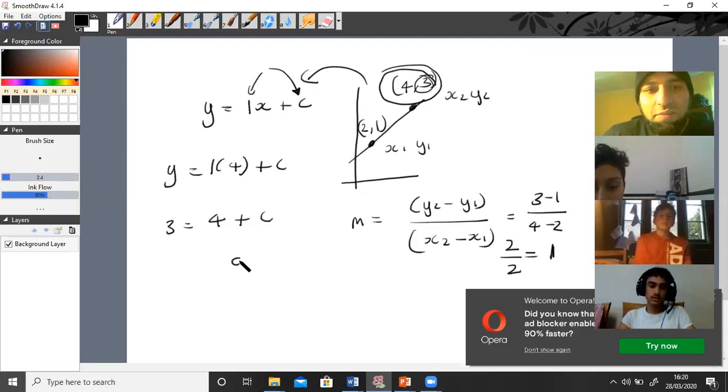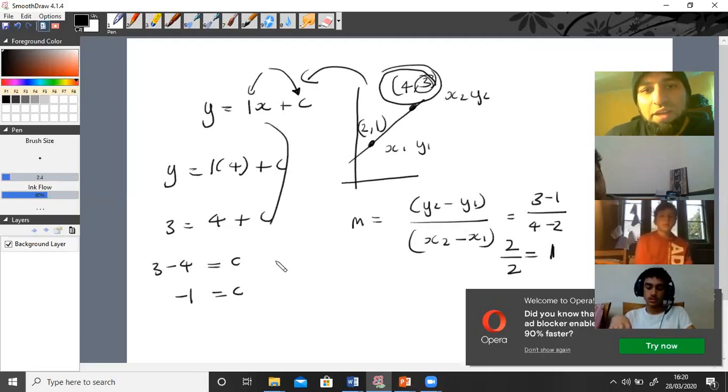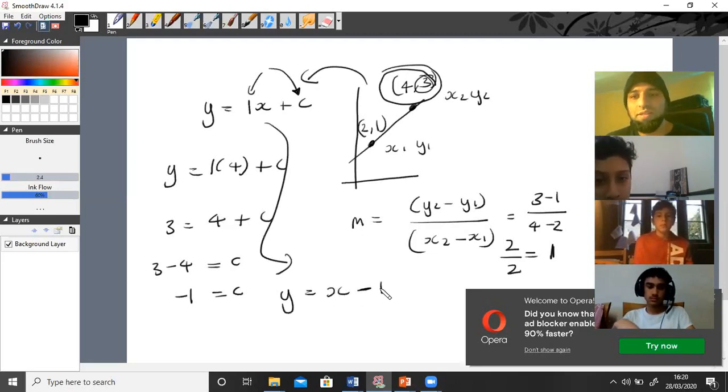So what's c going to become? C equals 3 minus 4. So c equals minus 1. So this equation will become now y equals 1x, which is just y equals x minus 1. Do you guys see that?